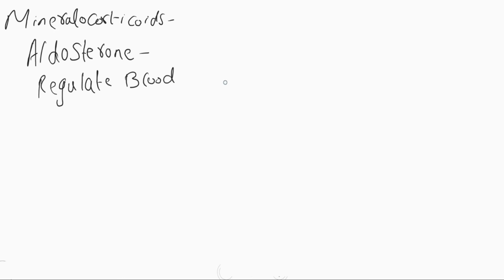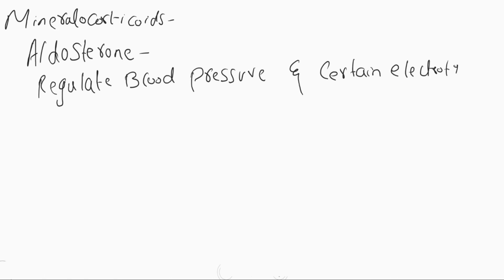The mineralocorticoids are produced by the zona glomerulosa, and one of the mineralocorticoid hormones is aldosterone. Aldosterone plays a role in regulating blood pressure and certain electrolytes, for example, sodium and potassium.